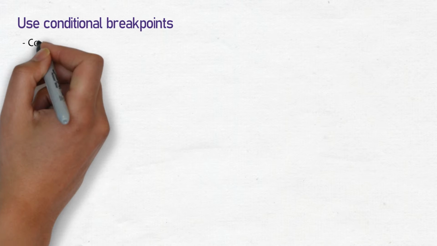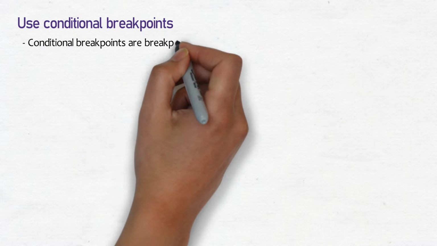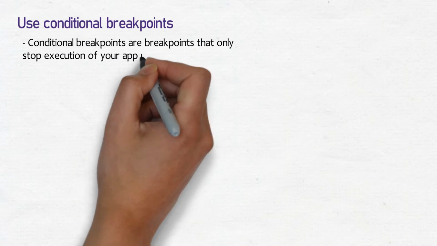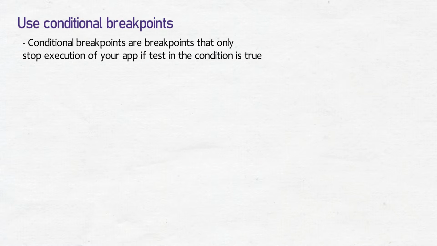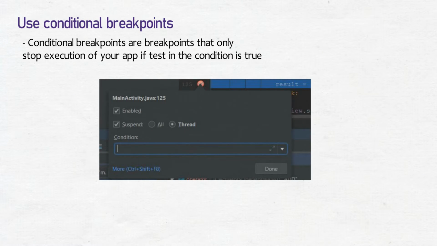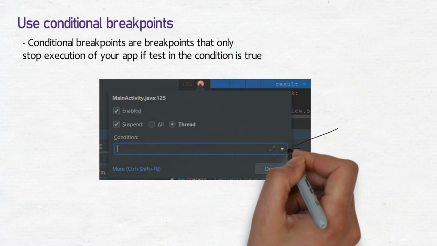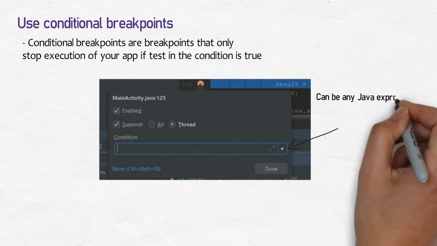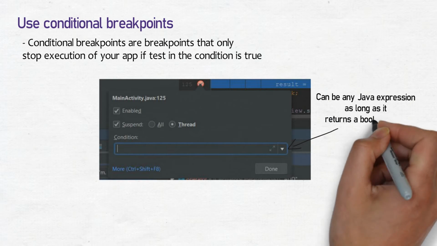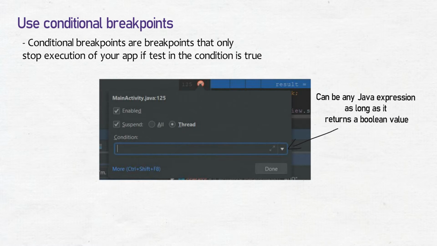Using conditional breakpoints. Conditional breakpoints are breakpoints that only stop execution of your app if the test in the condition is true. To define a test for a conditional breakpoint, use these steps. First, right-click on a breakpoint icon and enter a test in the condition field. You can also use the breakpoints window to enter a breakpoint condition. The test you enter in this field can be any Java expression as long as it returns a Boolean value. You can use variable names from your app as part of the expression.